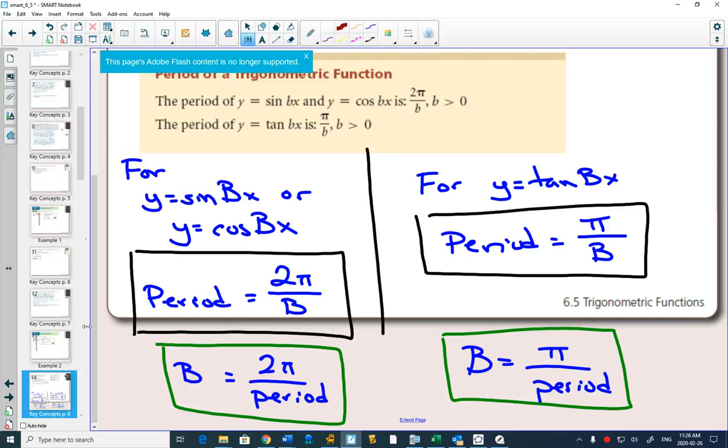Okay, questions for practice now are C and D of number 3.